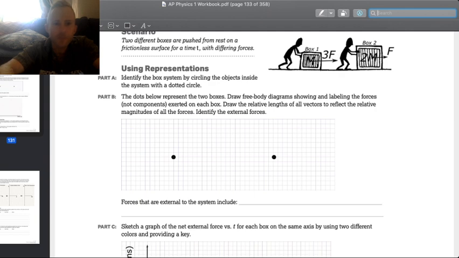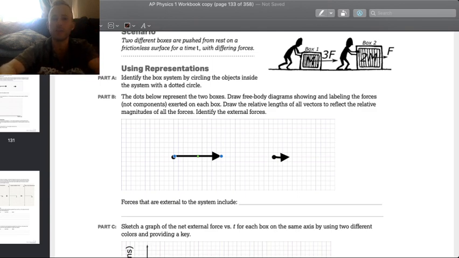Well, the right box experiences a force F. So I'm going to make that force 3 boxes long. Okay? Notice how box number 1 experiences a force 3F. So when it says draw the relative lengths of all vectors to reflect the relative magnitudes of the forces, they mean that if one of the boxes gets F and the other one gets 3F, you better draw the other one 3 times as long. So I'm drawing that with a length of 9. Okay?